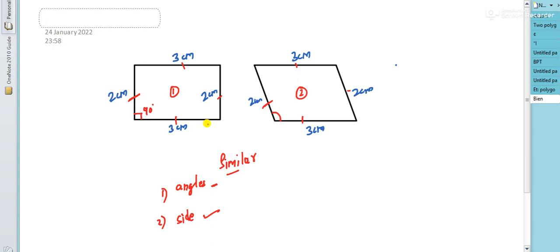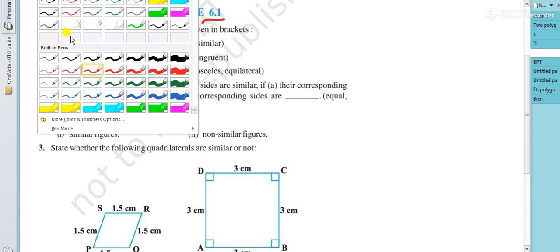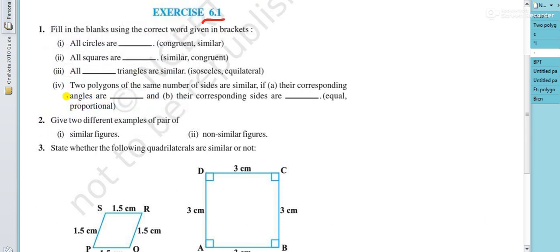Now let us solve the first exercise. Here is your first question. This is the first exercise of your triangle chapter, and it is based on whatever we have discussed till now. Fill in the blanks, and they have also given the options. All circles are, if you take all the circles, they can be of the same shape, but we don't know whether they have the same size or not.